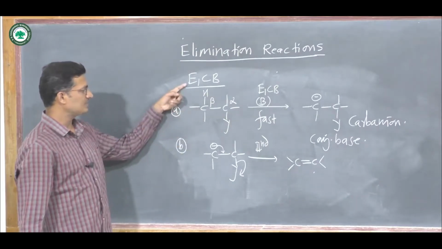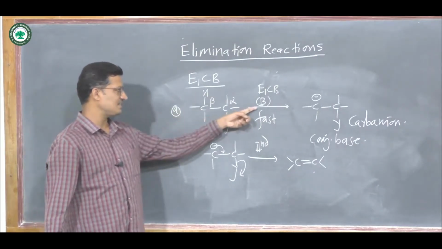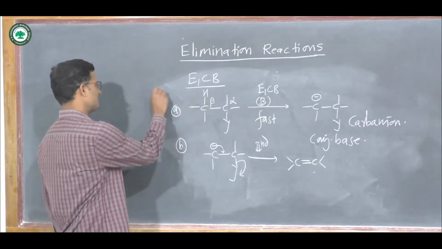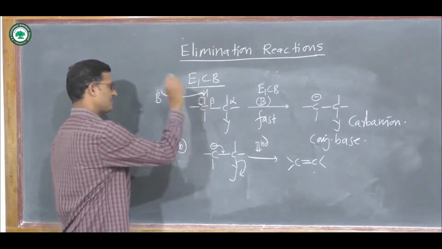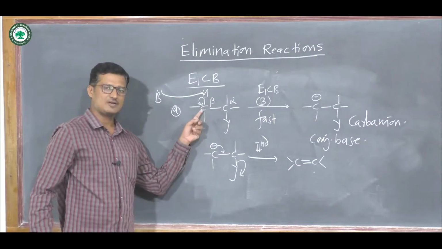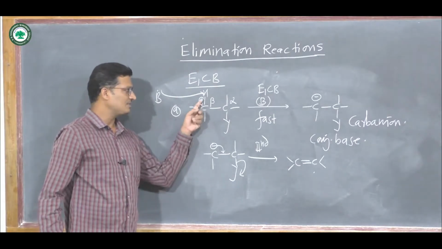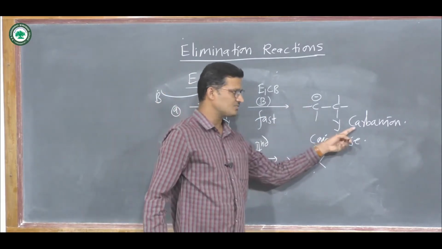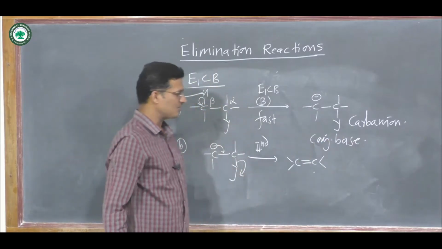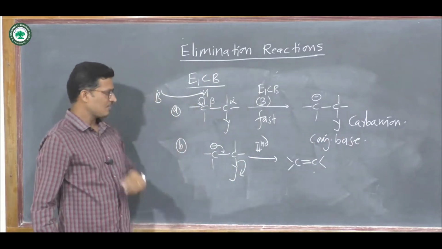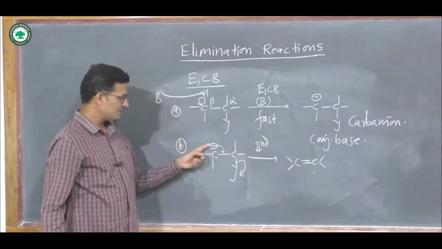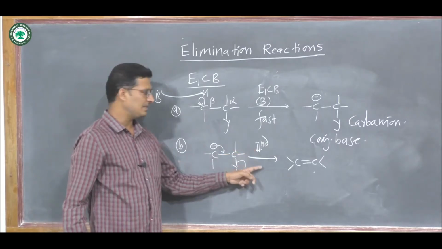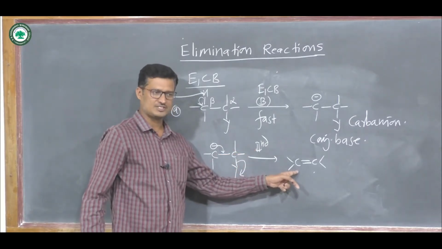So what happens here: the base is there, this is the substrate, the first step is a fast step, and the base abstracts the proton. Suppose this is the base abstracting the proton, and there is formation of a carbanion at the beta carbon. The beta carbon has the lone pair of electrons, so this carbon has a negative charge, and when a carbon has a negative charge we call it a carbanion. Once the carbanion, or conjugate base, is formed, these electrons are given to here, then the leaving group leaves out. The second step is a slow step, and then there is formation of the product, that is an alkene.